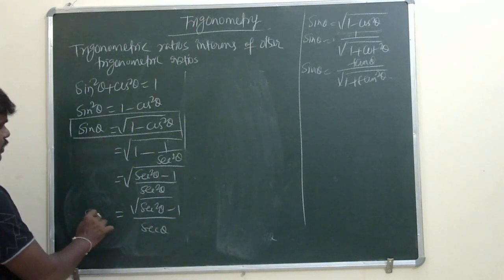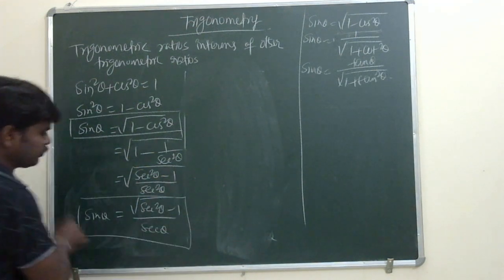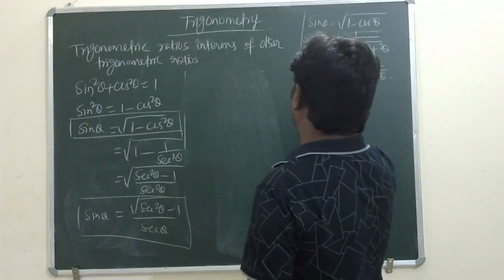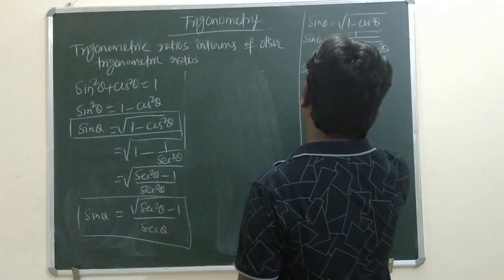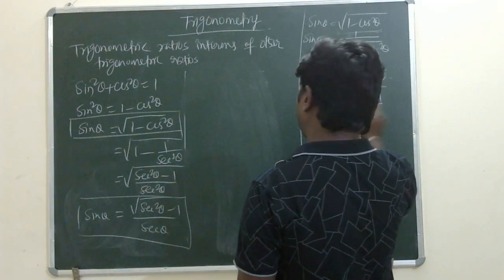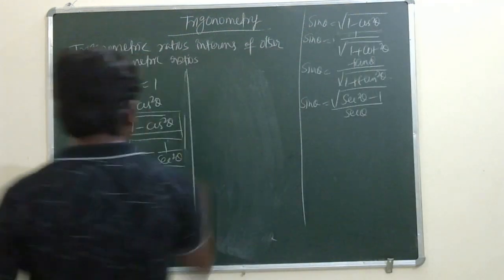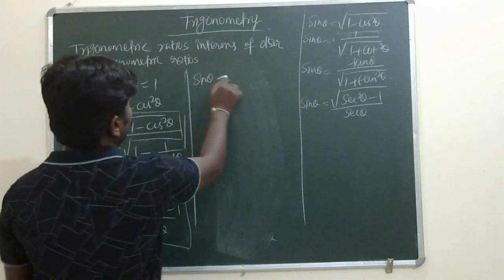So this is the sin theta in terms of secant theta. Sin theta is equal to square root of secant square theta minus 1 divided by secant theta. Okay, so now how can we write sin theta in terms of cosecant?